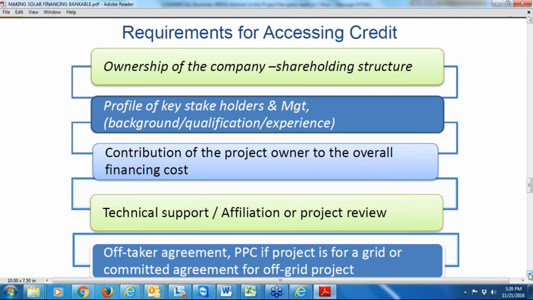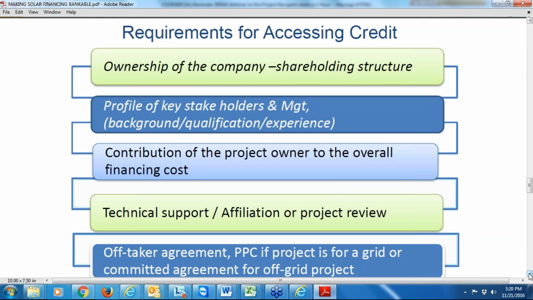For the company itself, there must be a clear shareholding structure, key background information, qualification, experience of the key players in that company. One other key issue is what is the contribution of the project developer to the overall project? Quite a lot, you see people want to borrow from the bank. You want to borrow, say, $100,000, and there is not even $10 of you in the project.